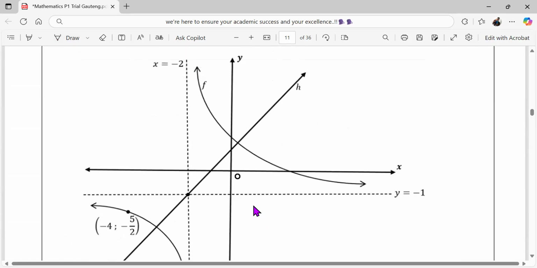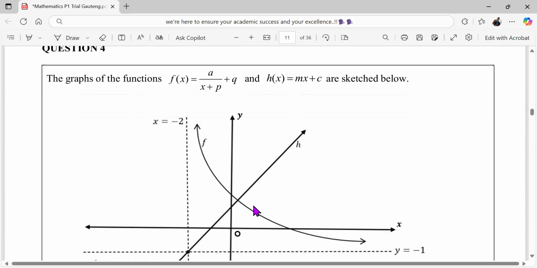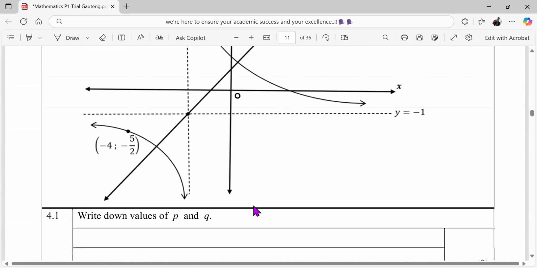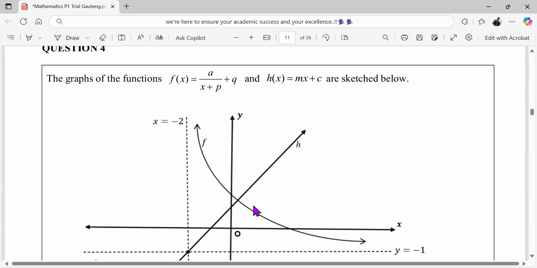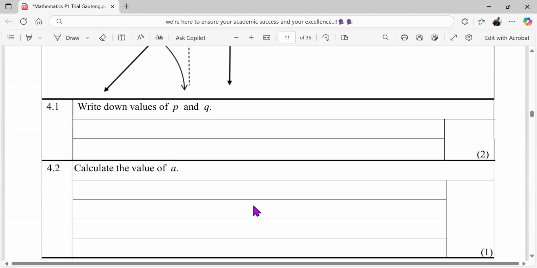Now, which point can we use here in order to be able to find the value of A? Well, we are given one other point that is lying on this graph. It's the point (-4, -5/2). Yes, we can definitely use that point in order to find the value of A. Okay, so here we'll tell them that P is 2 and Q is -1. Then they say, calculate the value of A.